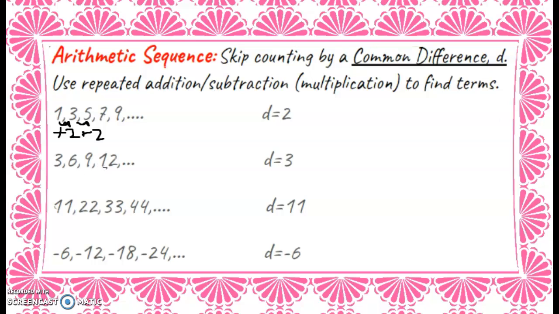3, 6, 9, 12, you're adding 3 each time, so plus 3. So d equals 3. 11, 22, 33, 44, you're adding 11 each time, so d is 11. Negative 6, negative 12, negative 18, negative 24, etc. You're subtracting 6 each time, so you put minus 6. d equals negative 6.